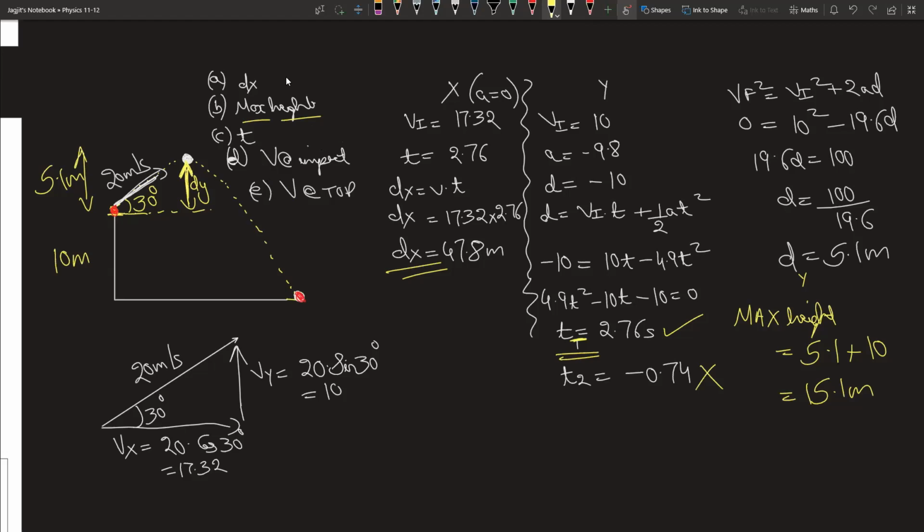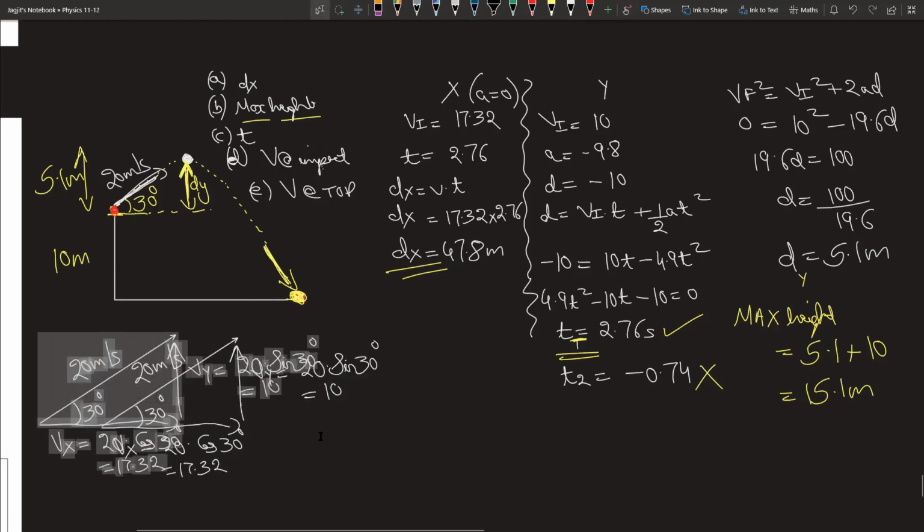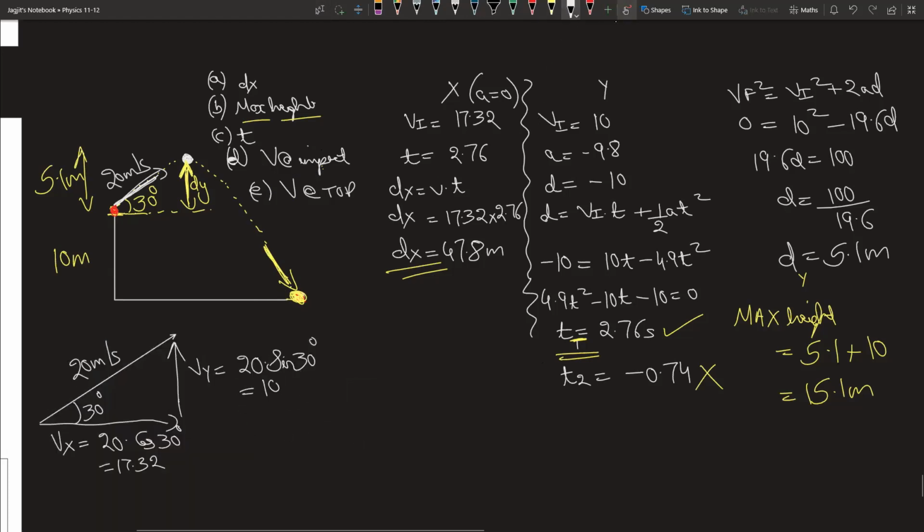We got the time. We got the displacement of X. Now the last thing I need to find is velocity at impact. Well, you see, when it hits the ground, it's going to come and hit the ground at this angle. So what does that mean? Well, what that means is that it will hit it at an angle. That means it will have an X component and a Y component. So we need to find VF, velocity final, for X.